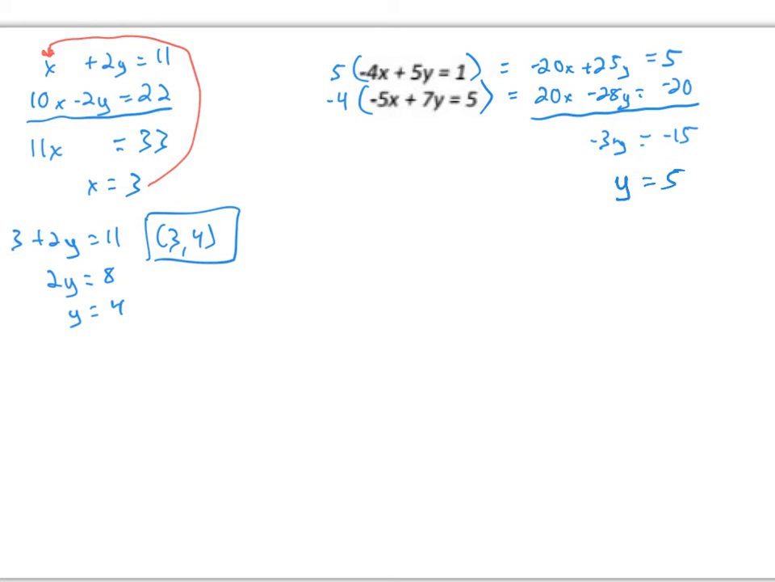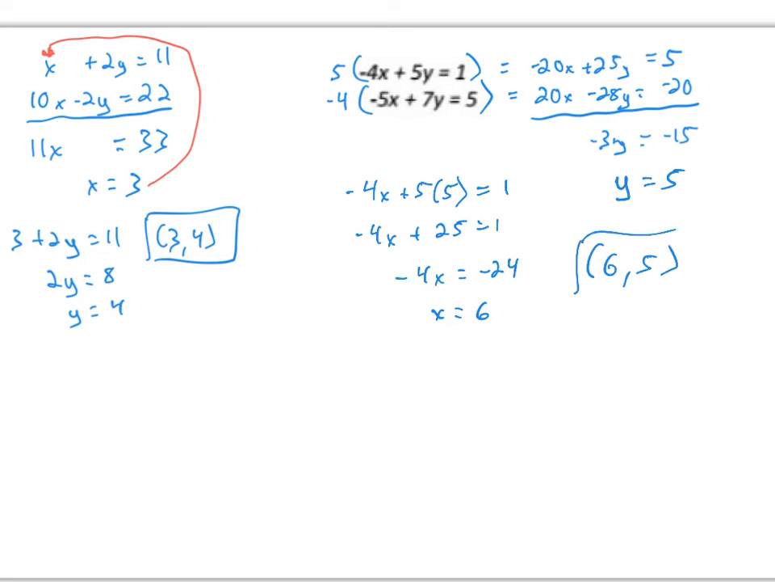Okay, not so bad. Let's go ahead and dump it back in and see if we can get some information here. So I'm going to put it into the top equation. Negative 4x plus 5 times 5 for y is equal to 1. So negative 4x plus 25 is equal to 1. Negative 4x equals negative 24 when we subtract. Divide by negative 4 and stand on your head, and you get a result of 6. So 6, 5 would be the solution to the system.